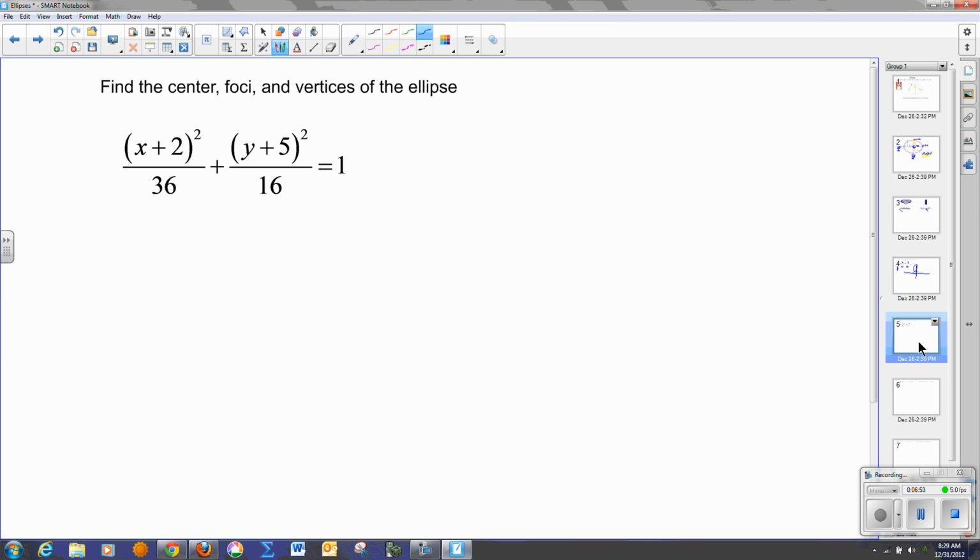Next thing I want to do is find the center, the foci, and the vertices for this ellipse. Now you'll notice again, my a value, since 36 is bigger than 16, is 6, and my b value is equal to 4. My center is (-2, -5). So to do these problems, I like to sketch out what's going on here. So I'm going to go to (-2, -5).